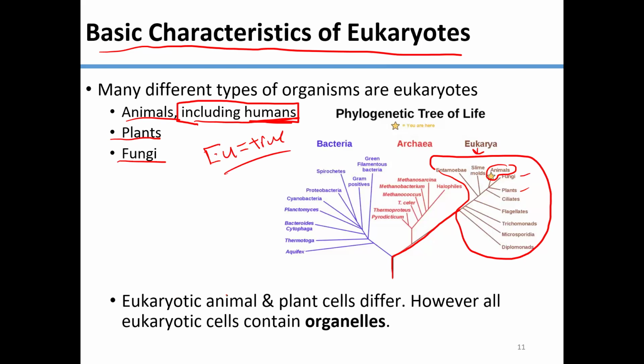Now, eukaryotic animal and plant cells can differ. However, they are going to contain organelles. These organelles are going to do many, many different things in order to help facilitate the health of the cell.